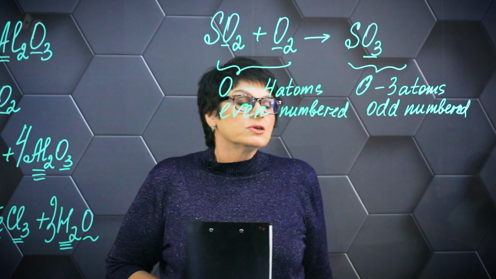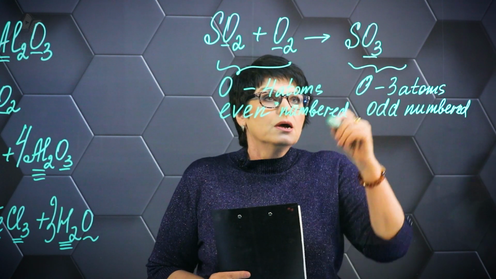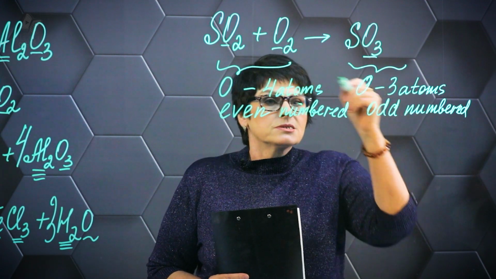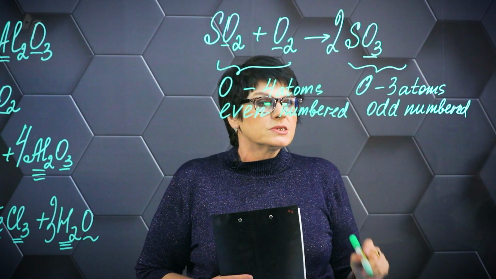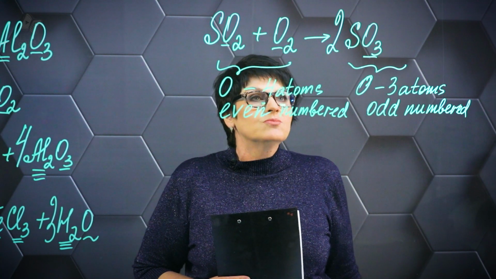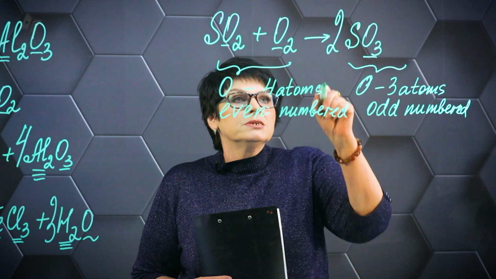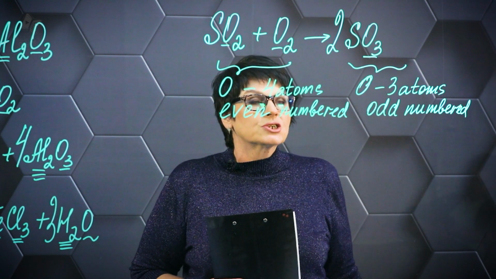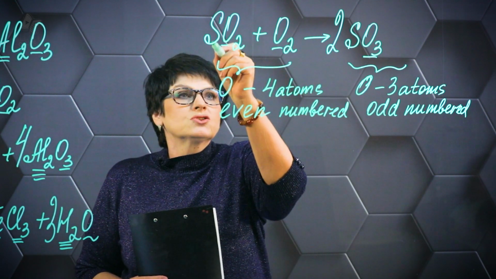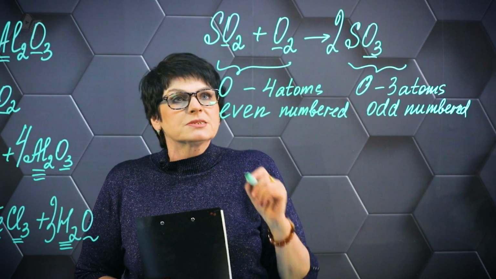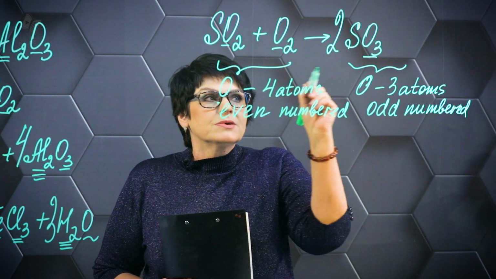And then you see how this method operates. Since the number on the right is odd and the one on the left is even, we say that an odd number should be transformed into an even number. In what way? You must place the coefficient 2 before the formula SO3. It is typically a 2 and nothing else. Not 4, not 6, but exactly 2. Now look, on the right we have a total of 6 oxygen, which is an even number, but on the left it's still 4. Now let's observe how to distribute it so that there are 6 oxygen atoms on the left side, balanced with the right side.